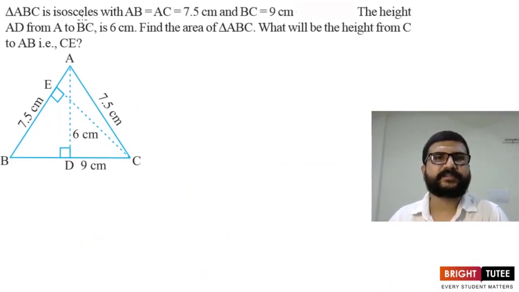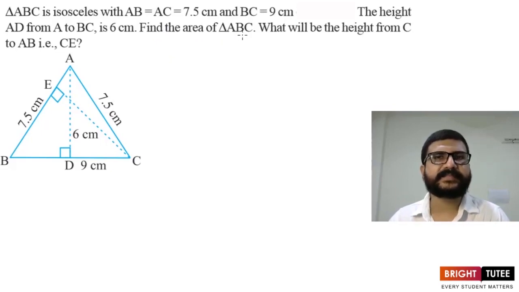Now here is the last question of this session. The question is, triangle ABC is an isosceles triangle, as we can see here in the figure, with AB equal to AC. So now we are having AB equal to AC and they are 7.5 centimeters each. And BC is given as 9 centimeters, that is, this complete BC is 9 centimeters, as we can see in the figure as well. The height AD from A to BC is 6 centimeters. It means AD is 6 centimeters.